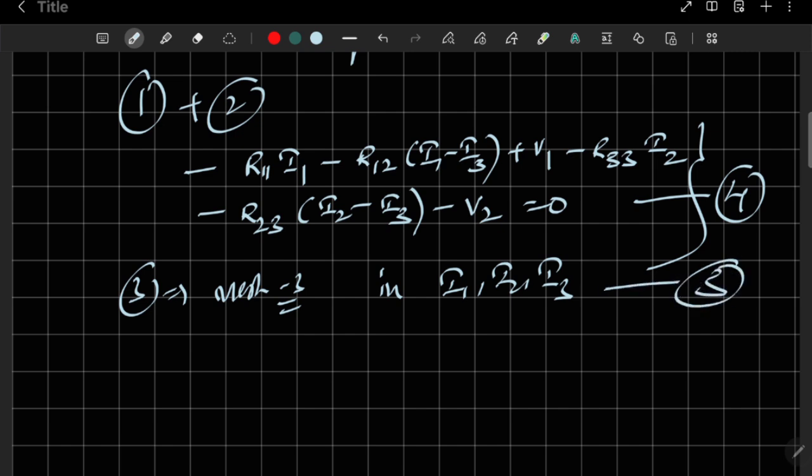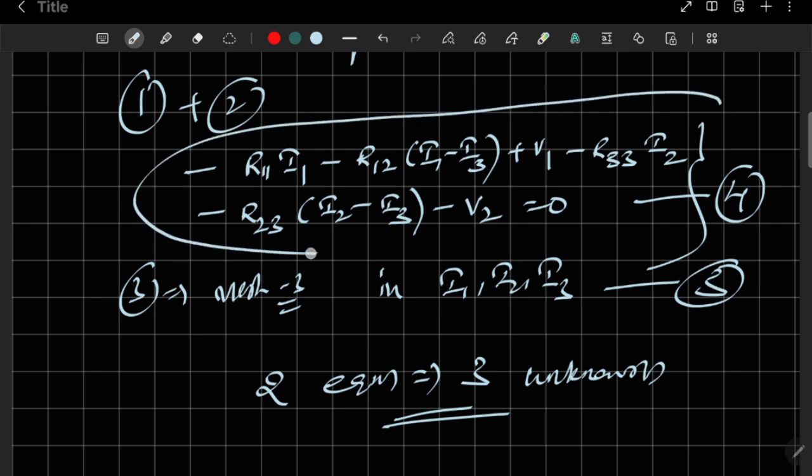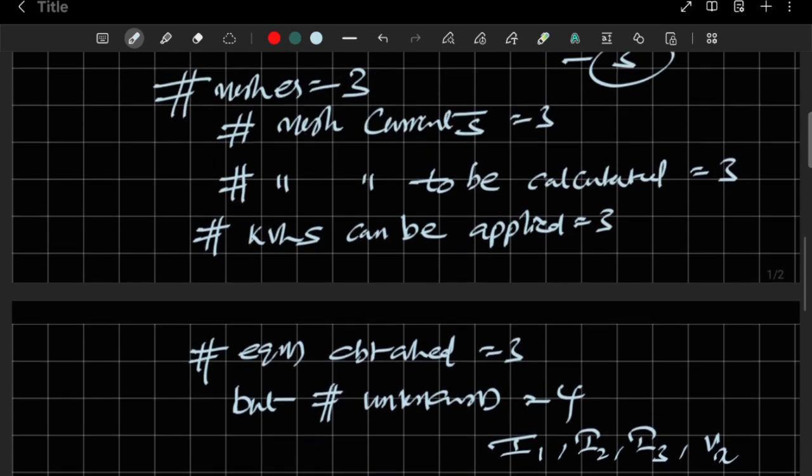Two equations are there for the calculation of the three unknowns I1, I2, I3. Now you don't need to bother about what is Vx, because it was gone. Okay, so two equations, three unknowns. Again difficult. We need three equations for the three unknowns. So actually this fourth equation, if you observe, is the equation obtained by taking the KVL for the combination of meshes 1 and 2.